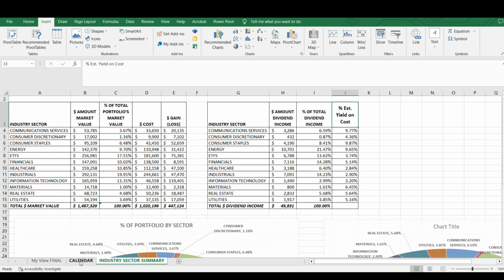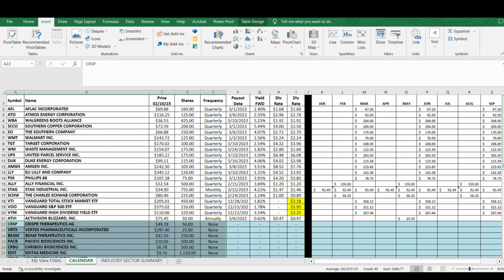And then the last thing I do want to cover is the calendar. In my tool, I have a calendar where we show the ticker symbol, the name. We show the recent price. We show the number of shares in the holdings, the frequency of the dividend. That's actually quite important here because we have a calendar. If you have a quarterly dividend, you don't want to show a dividend showing up every single month. We have the next payout date.